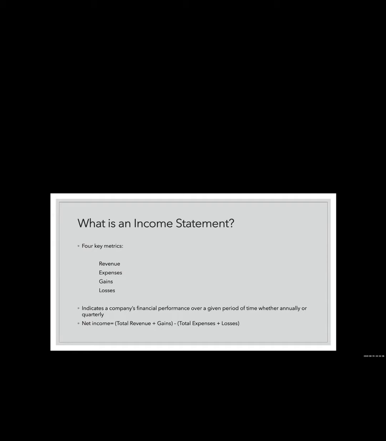Well, there are 4 key metrics of an income statement: revenue, expenses, gains, and losses. An income statement indicates a company's financial performance over a given period of time, whether annually or quarterly. Net income equals total revenue plus gains minus total expenses plus losses.